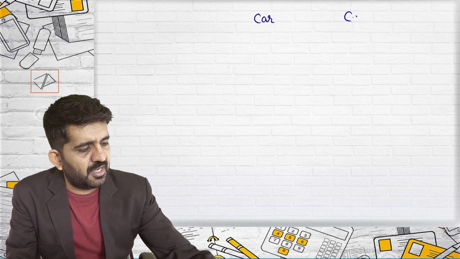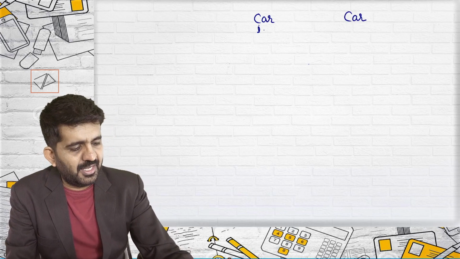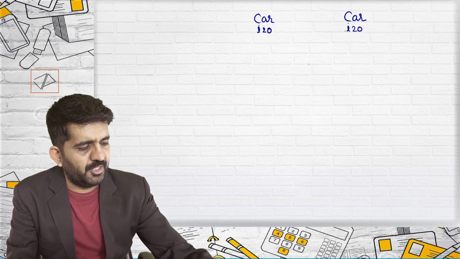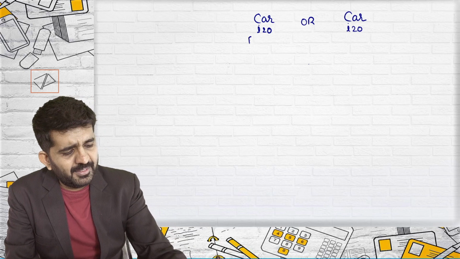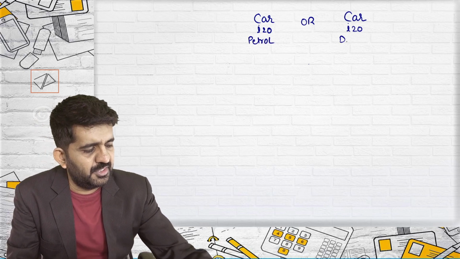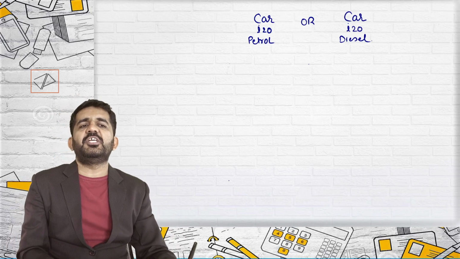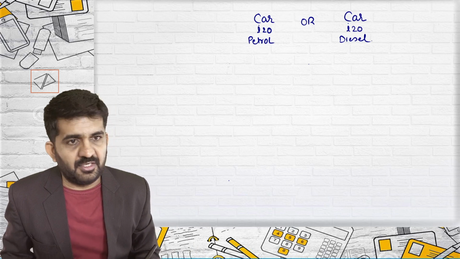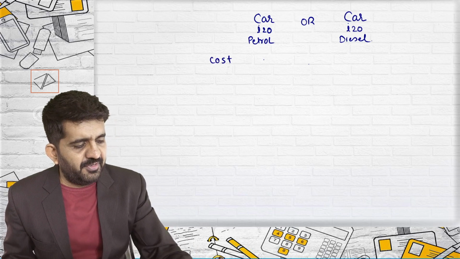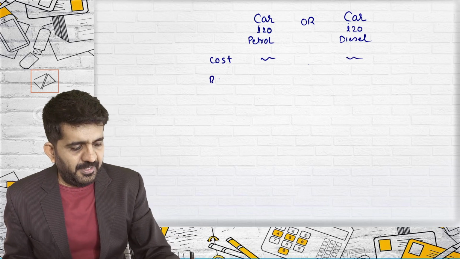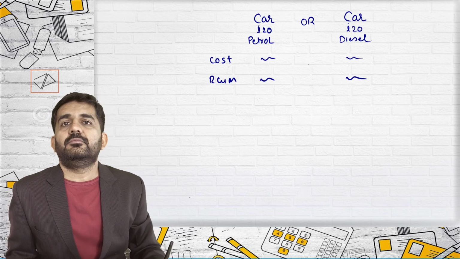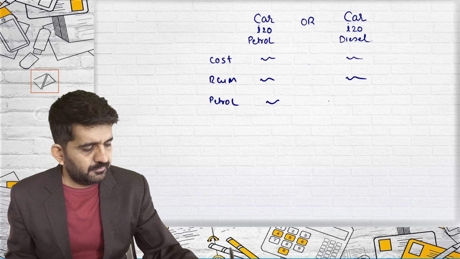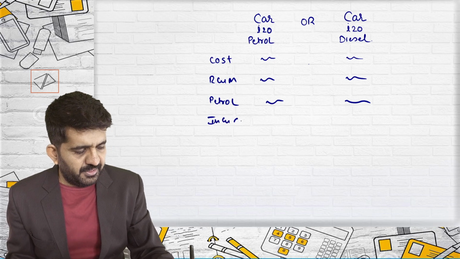Many a times in some projects, like in this project, I want to purchase a car. Car is say i20. This is also i20. But this is petrol. This is diesel. Is this a capital budgeting decision? The answer is yes. Should I purchase a petrol car or should I purchase a diesel car? There is a cost of the car given. Repairs and maintenance is given. Petrol cost is given. Insurance and other cost is given.